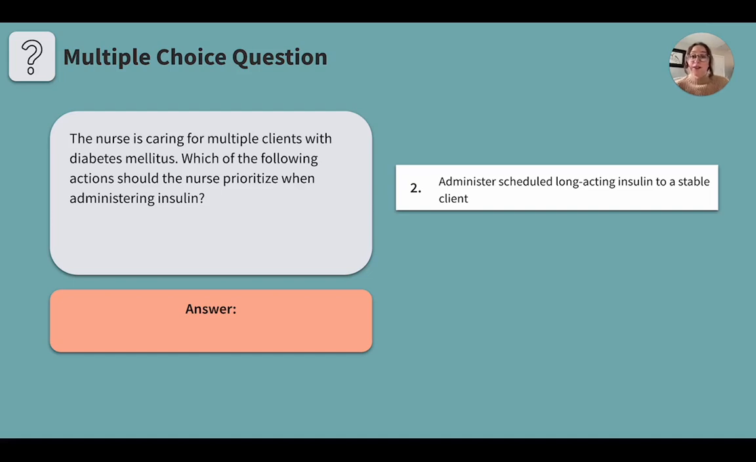Okay, so let's discuss long-acting insulin. We know that it provides what type of release? A steady release over an extended period of time, correct. Can you think of any examples of long-acting insulin? If you said glargine, you'd be correct. So, administering a scheduled long-acting insulin that we know is going to provide a steady release over the course of the day to a stable client could be a good option. Let's leave this one and keep reading.